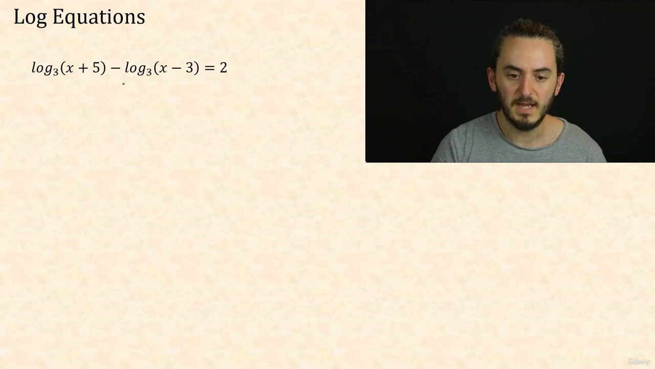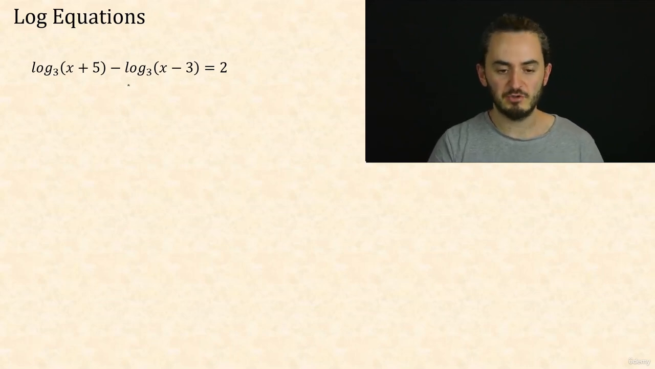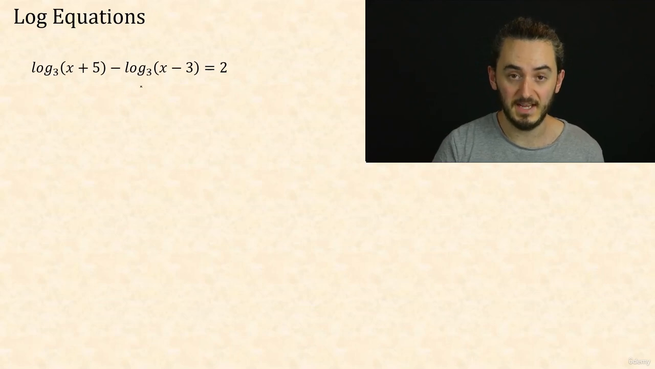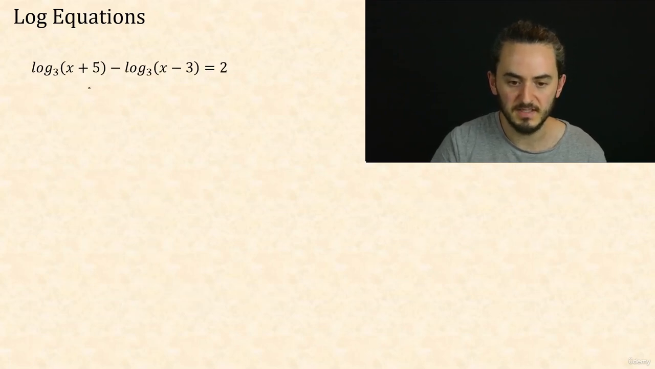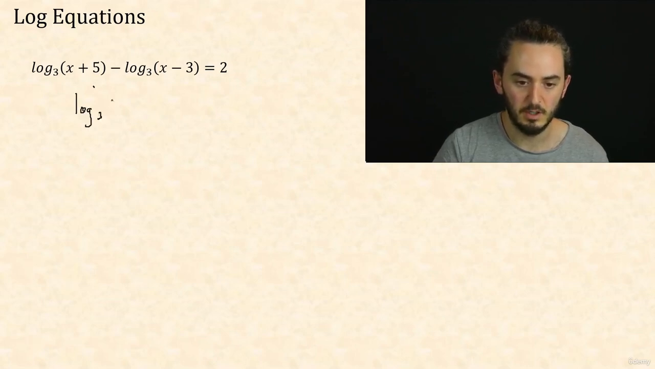So here we don't have a single logarithm. Our strategy in these sorts of questions should always be try to get it into a single logarithm form, i.e. try to make it look a bit more like this one here. So how could we combine these together? Well, we could use the subtraction law, which says that if you've got log of some stuff minus log of some stuff, that's the same as log of the first stuff over the second stuff. And all of that should be equal to 2.